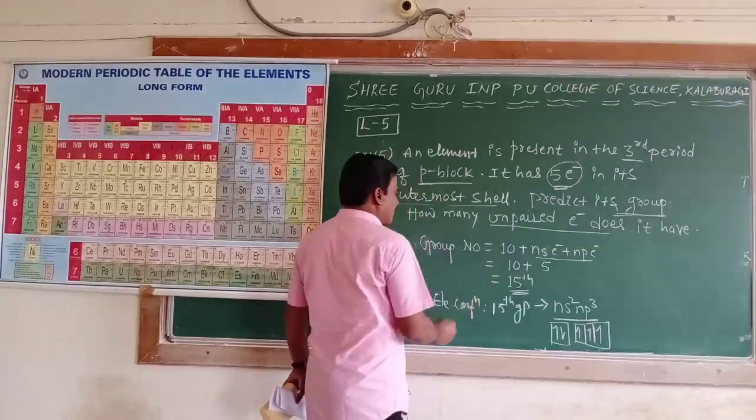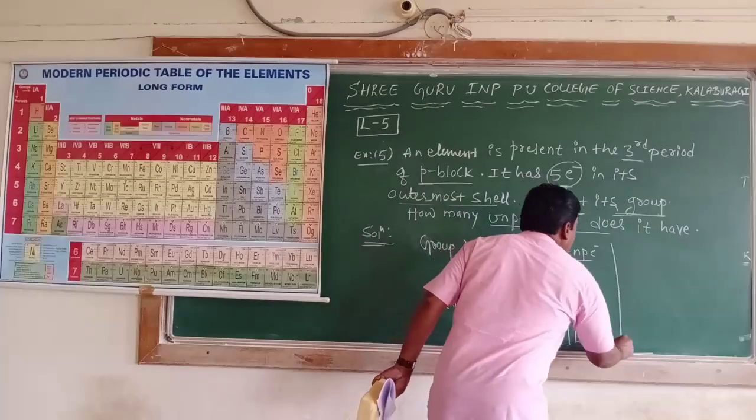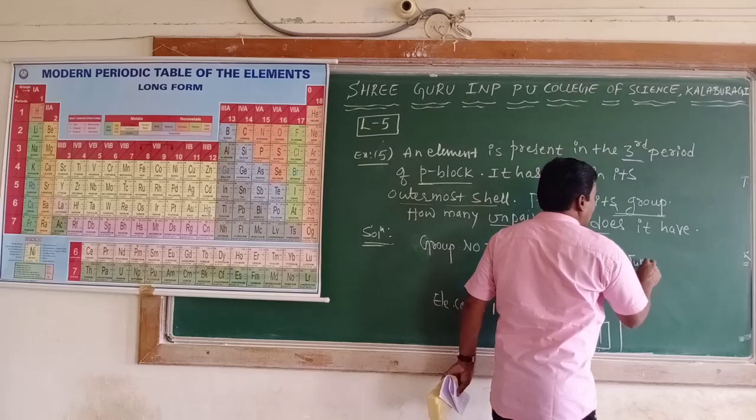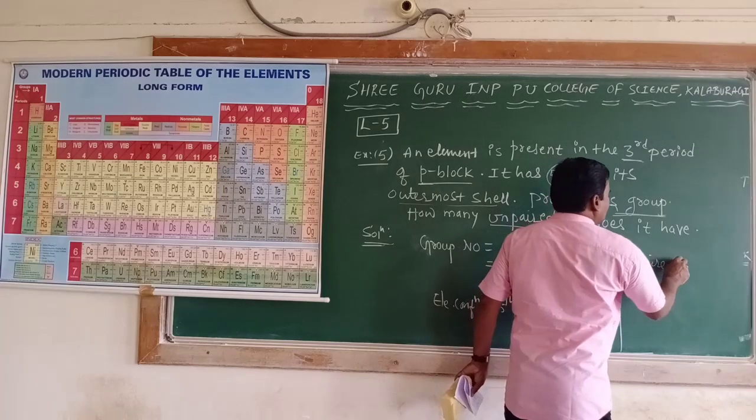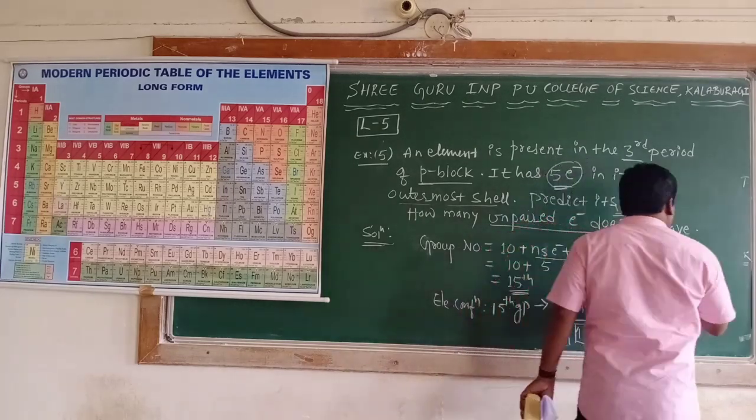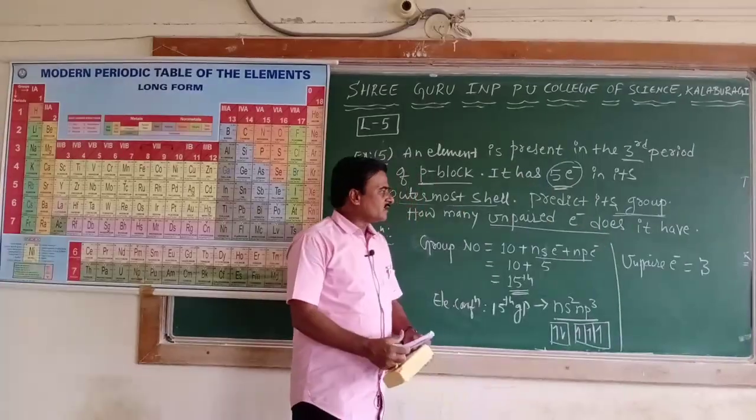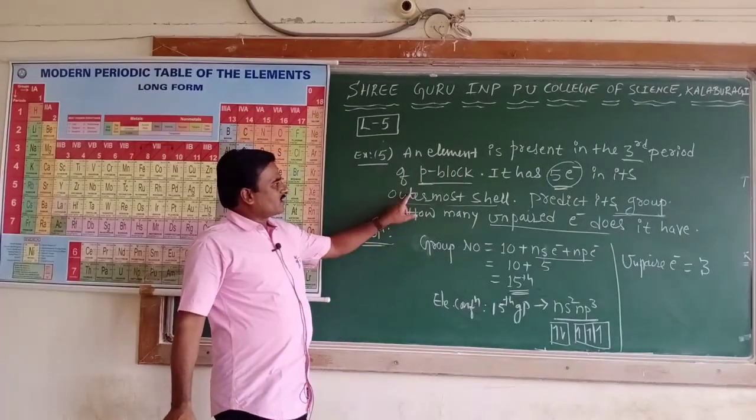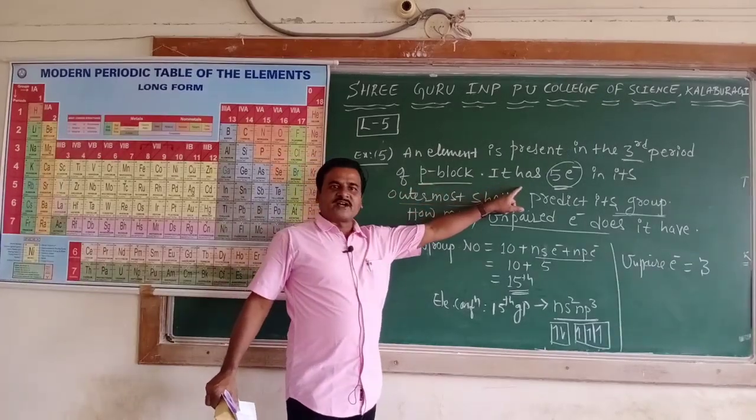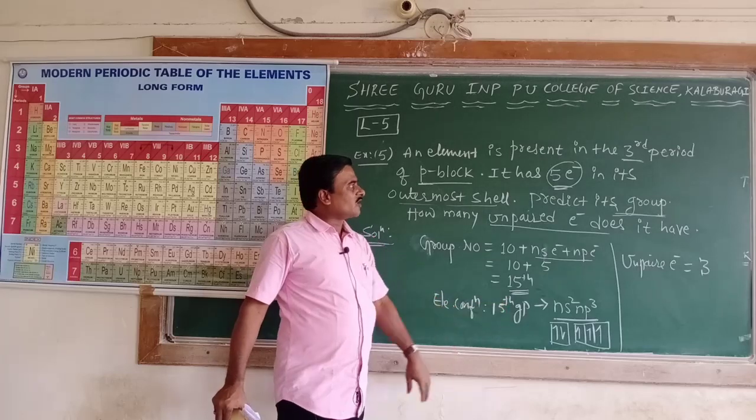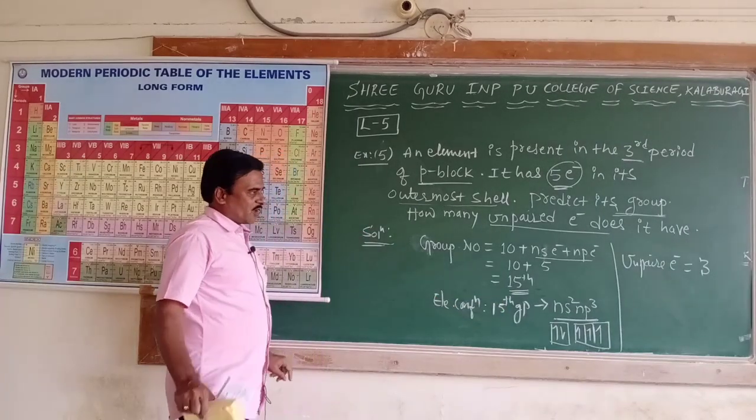Therefore, for the second part, what is the number of unpaired electrons? Unpaired electrons equals 3. There are 3 unpaired electrons in the element with the given data of 5 electrons in the outermost shell. This is how the problem is solved.